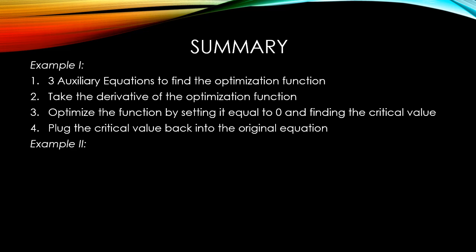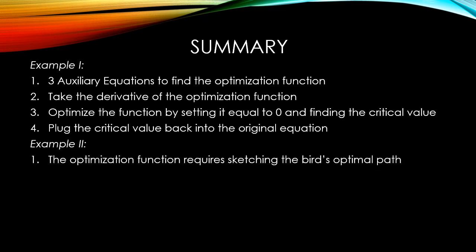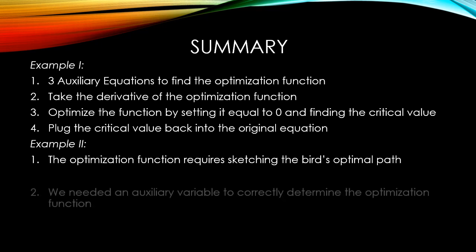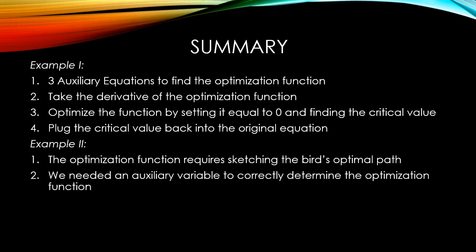In example 2, though, the optimization function required sketching the bird's optimal path. So this will come up often, especially if you're not given a picture. You should sketch it. So from there, we needed an auxiliary variable to correctly determine the optimization function. So that was the K energy level that we needed to help us find the function.